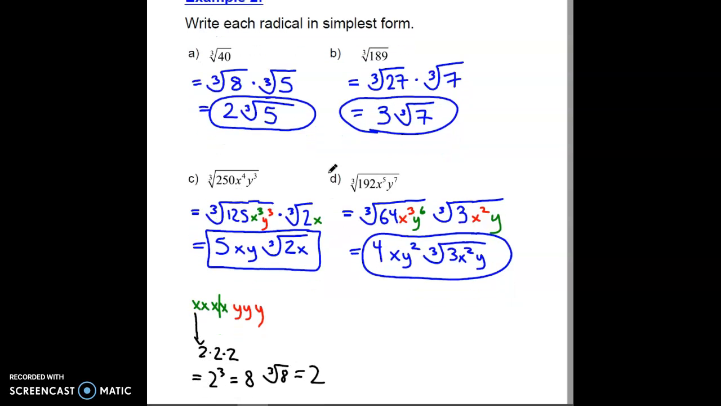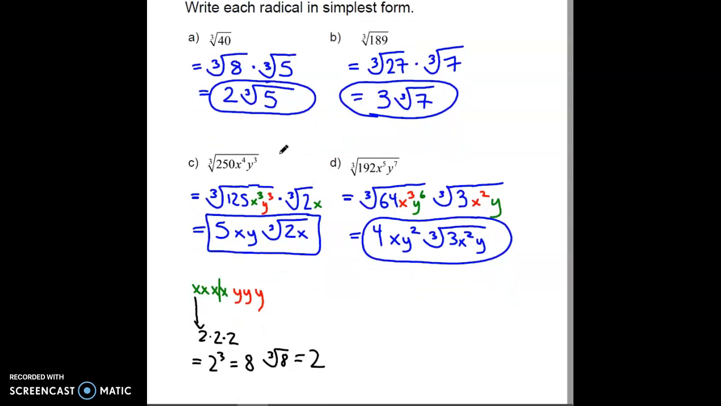Okay. Now it gets a little different when it comes into variables. So last week we did even and then divide by 2. Well, this week with cubes, it's odd. So odd numbers, 1, 3, 5, 7. And we are going to divide by 3. We're dividing by the index number.